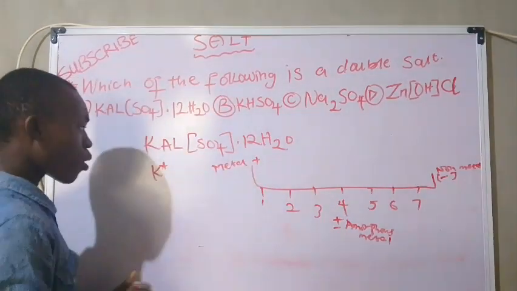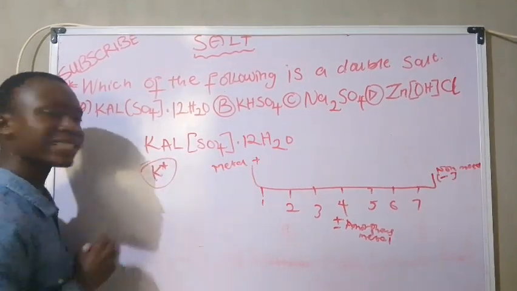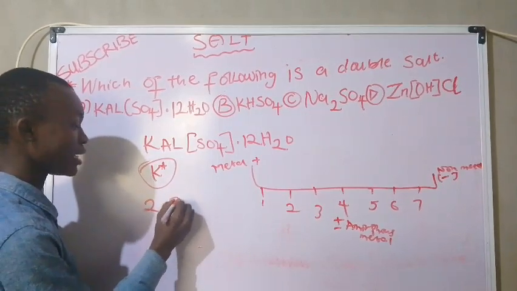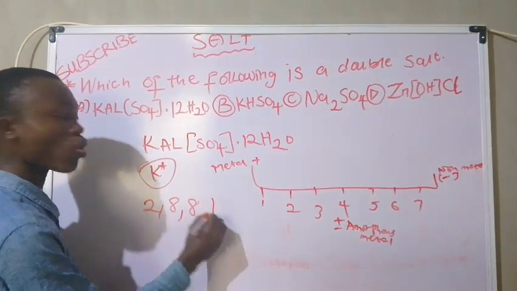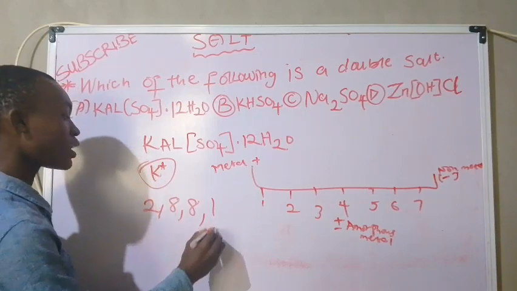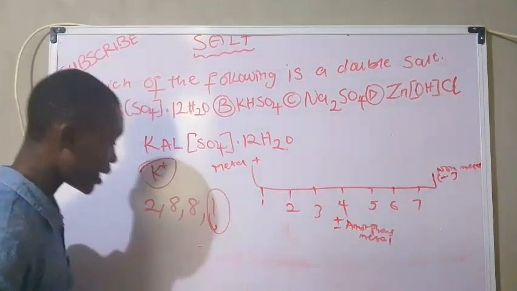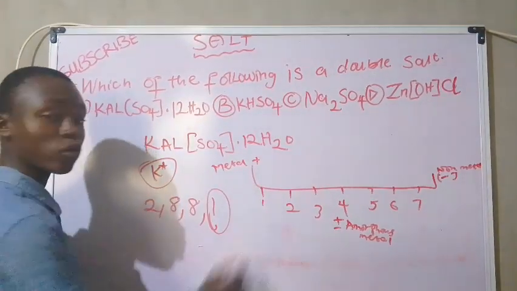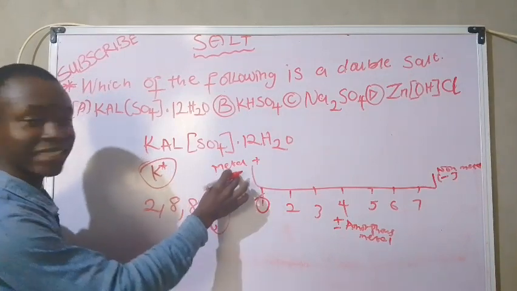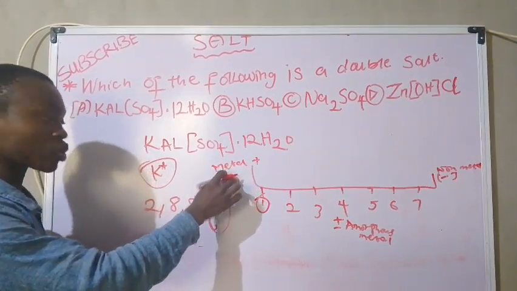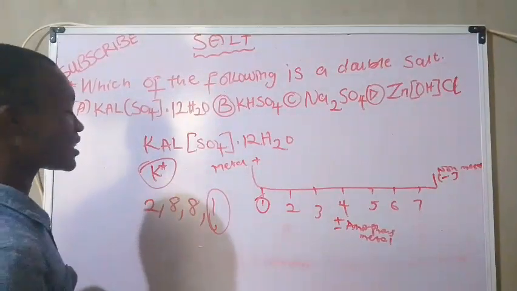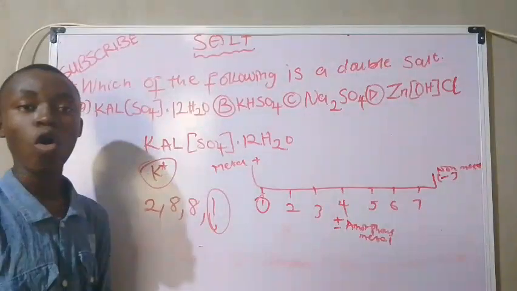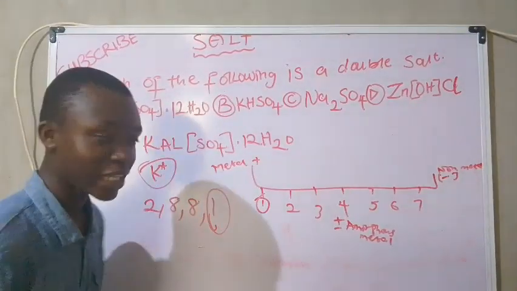Now, potassium has the electronic configuration of 2, 8, 8, 1. In the outermost valence shell, potassium has 1 electron remaining. So where does 1 fall? When 1 falls under metal, you can see 1 falls under metal. That's why potassium is regarded to be a metal, indicating a positive or plus sign. That should be noted.